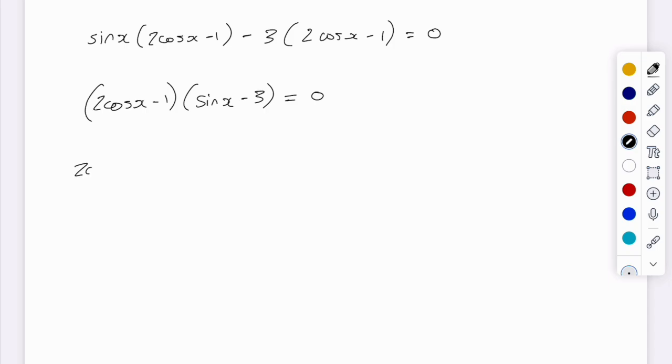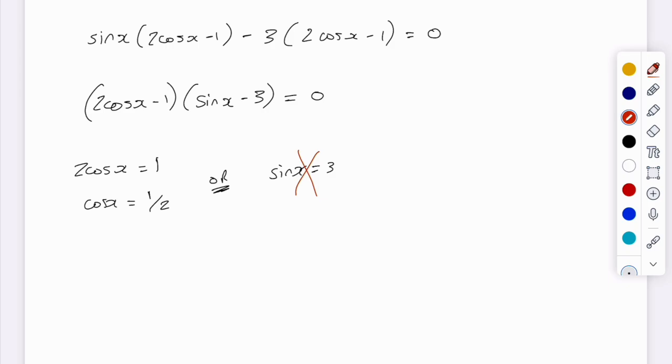So we've got 2 cos x is equal to 1, which means cos x is equal to a half, or sine x equals 3. But obviously here, sine x can't equal 3. It can't. So that leaves us with cos x equals a half.